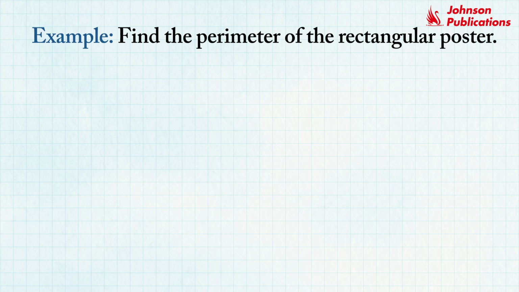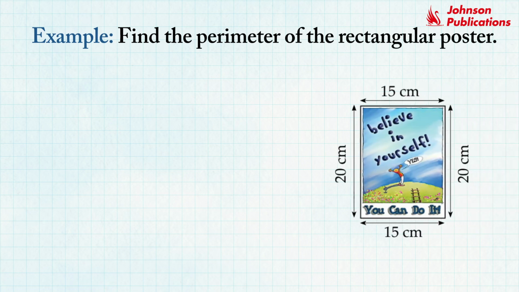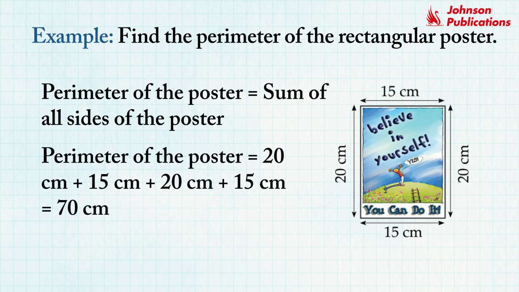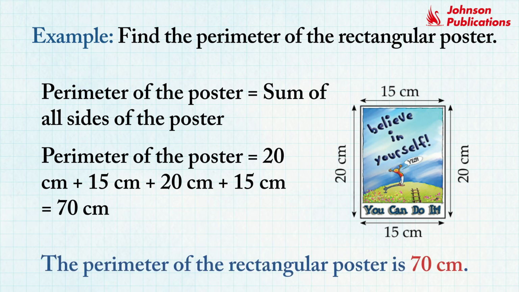Example, find the perimeter of the rectangular poster. Perimeter of the poster is equal to the sum of all sides of the poster, which is equal to 20 centimeters plus 15 centimeters plus 20 centimeters plus 15 centimeters equals 70 centimeters. Thus, the perimeter of the rectangular poster is 70 centimeters.